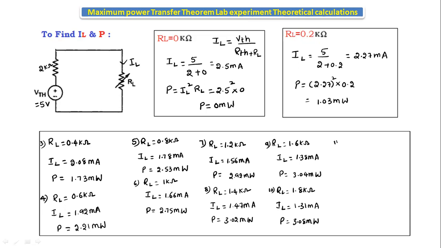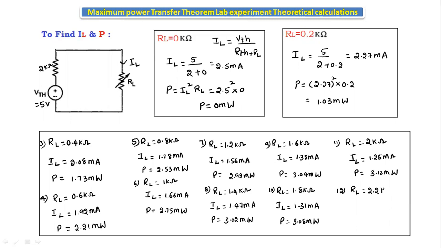Okay, now let's take one more value, that is RL equal to 2 kilo ohm. This value is very important because the RTH value we got is 2 kilo ohm, and this RL is also 2 kilo ohm. At this value, will we get the maximum power out of all the powers? IL is equal to 1.25 milliamps, and the power P is equal to 3.12 milliwatts.